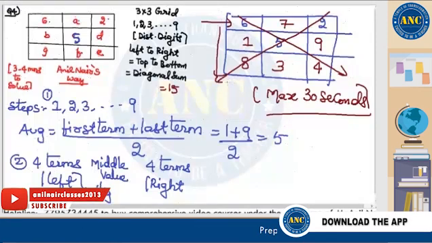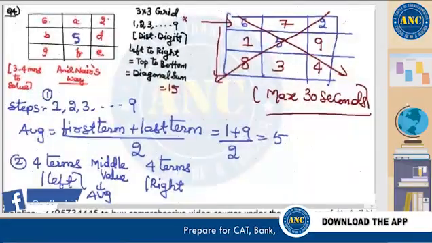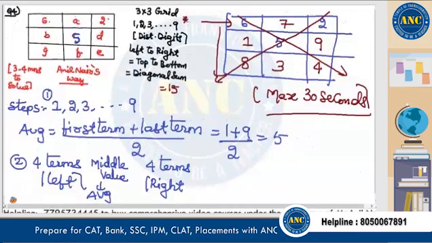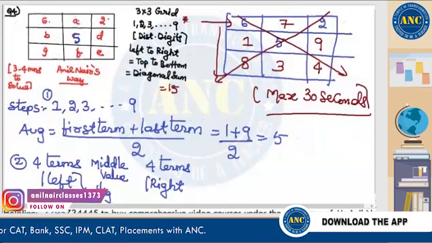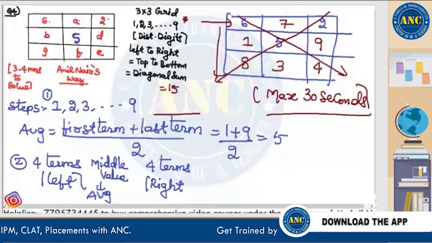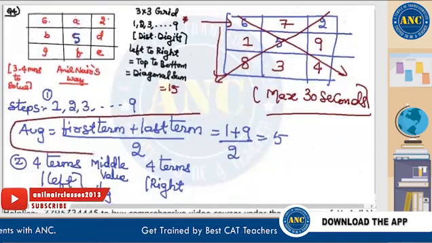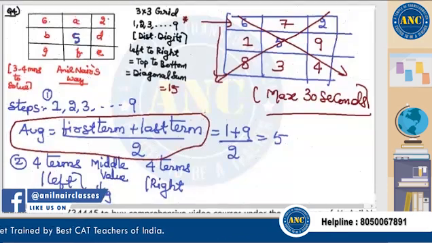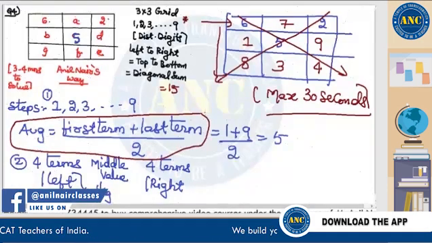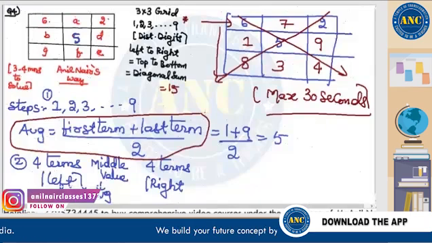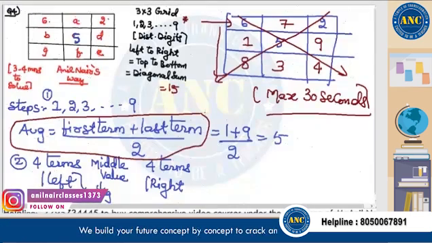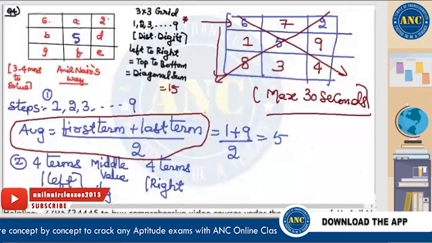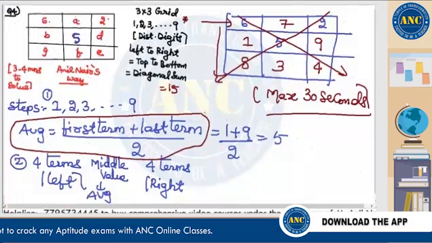1, 2, 3 till 9. 9 distinct digits I need to use. There is a 3 by 3 grid. Fifth box is the middle value. What is the basic definition I used? Average is nothing but first term plus last term by 2. So 1 plus 9 by 2, 10 by 2, it is 5. If 9 are there, 4 to the left, 4 to the right, middle value is 5. Left to right, top to bottom, diagonal sum should be 15.